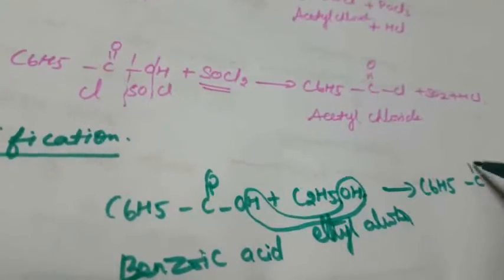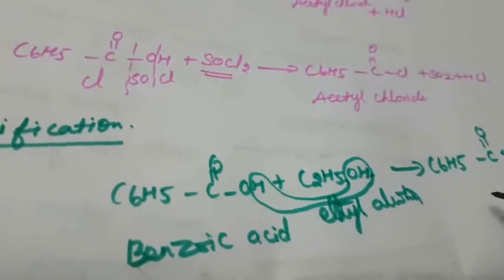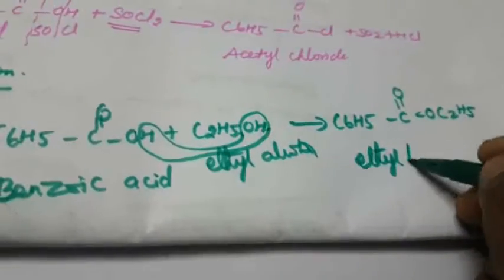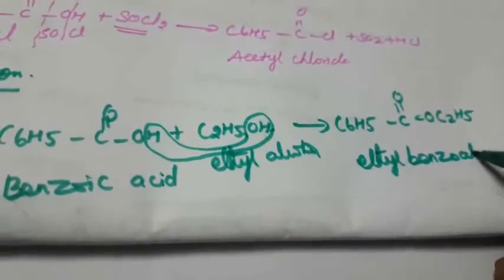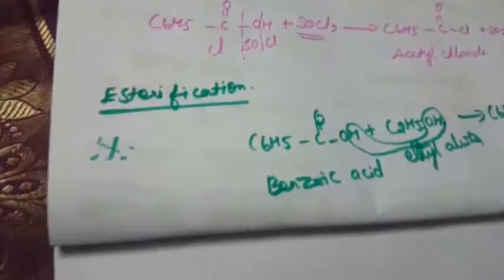What is the compound name? C6H5, C double bond O, O, C2H5. So ethyl benzoate. Very important equation. So this is the esterification, very important one. That is called esterification.